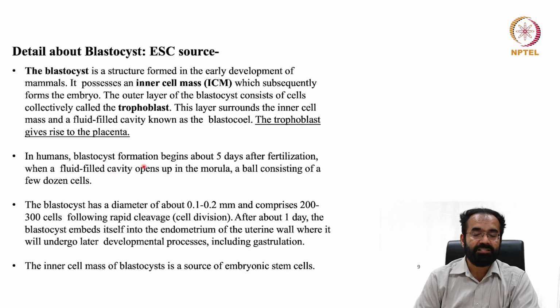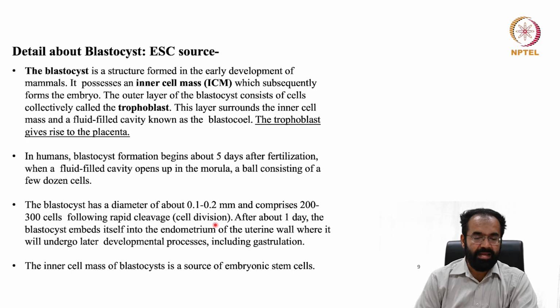In humans, the blastocyst formation begins around 5 days after fertilization, when a fluid-filled cavity opens up in the morula, a ball consisting of a few dozen cells, and that is what is used for the blastocyst formation, which is around 5 days post fertilization. The blastocyst has a diameter of 0.1 to 0.2 millimeter. 1 millimeter, how small do we know? It is around 1 by 10 to 1 by 5th of a millimeter. It comprises around 200 to 300 cells following rapid cleavage, that is the cell division.